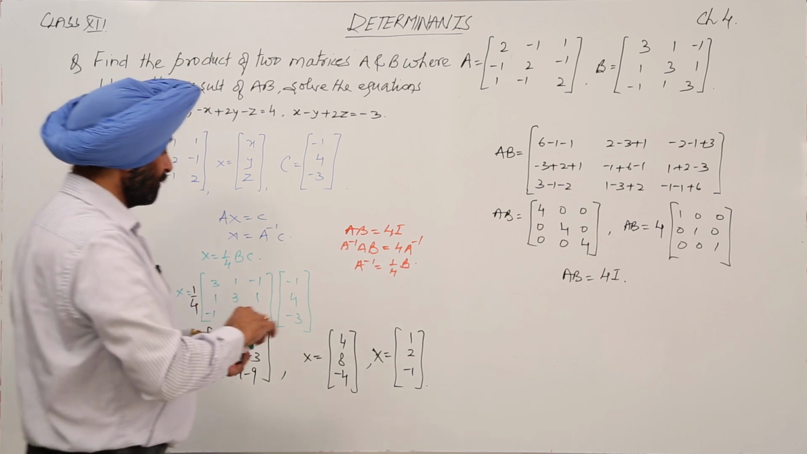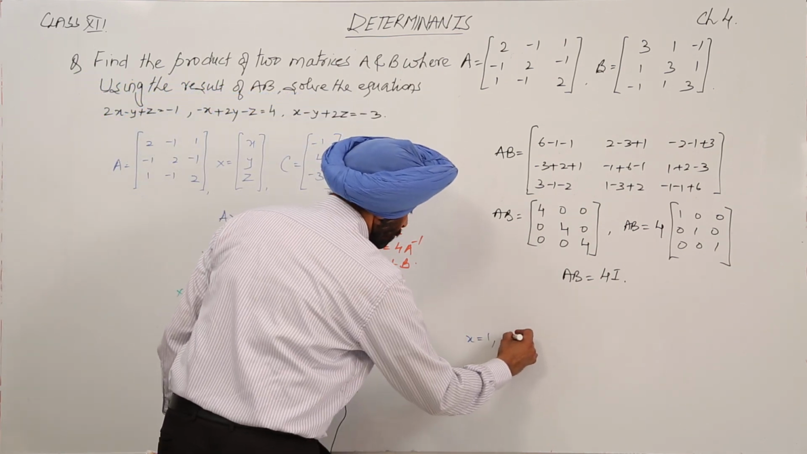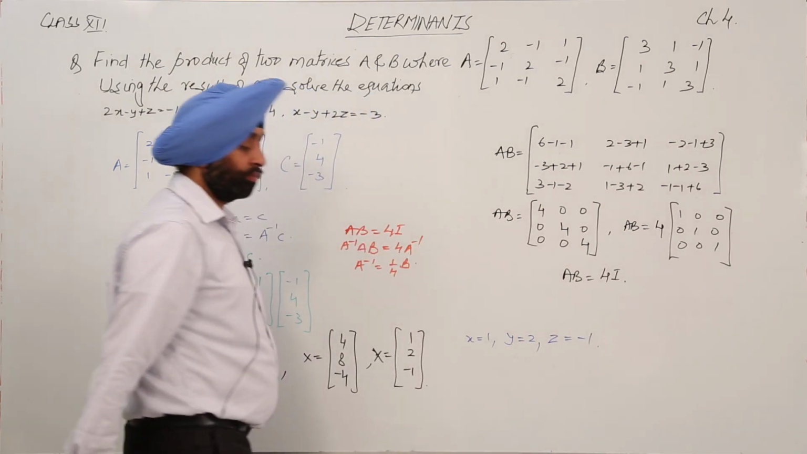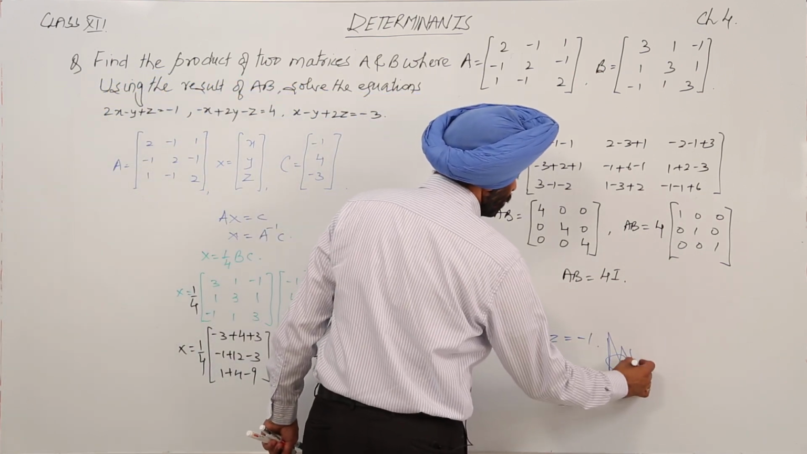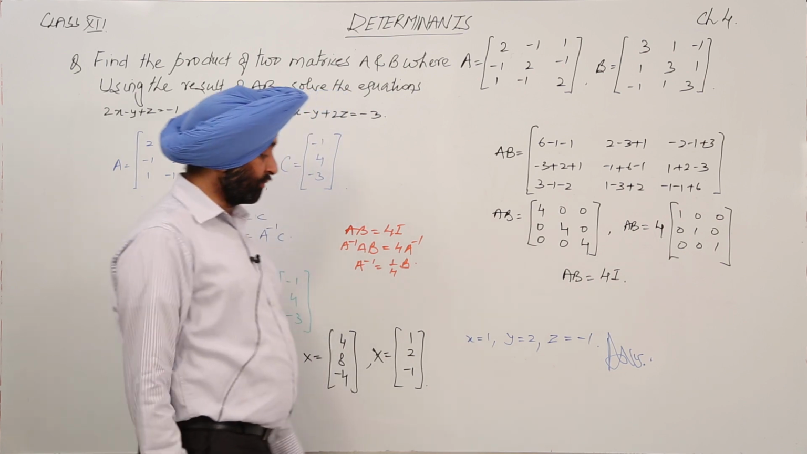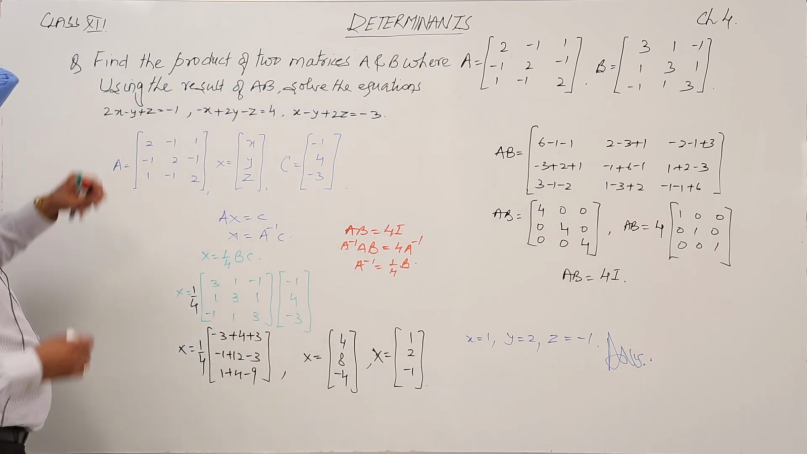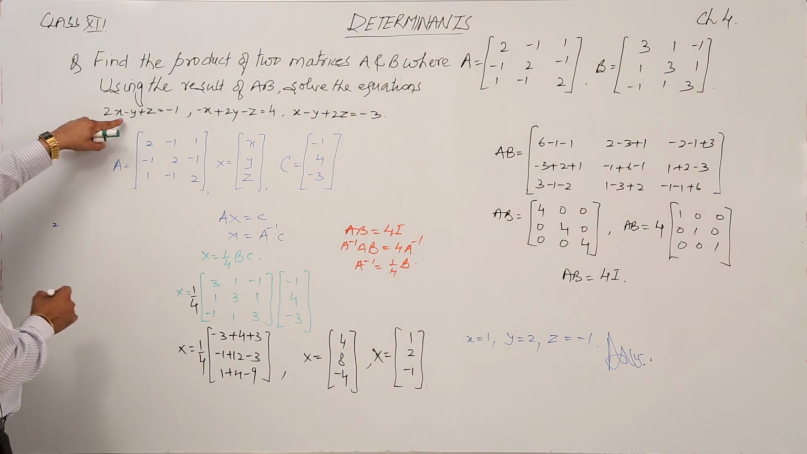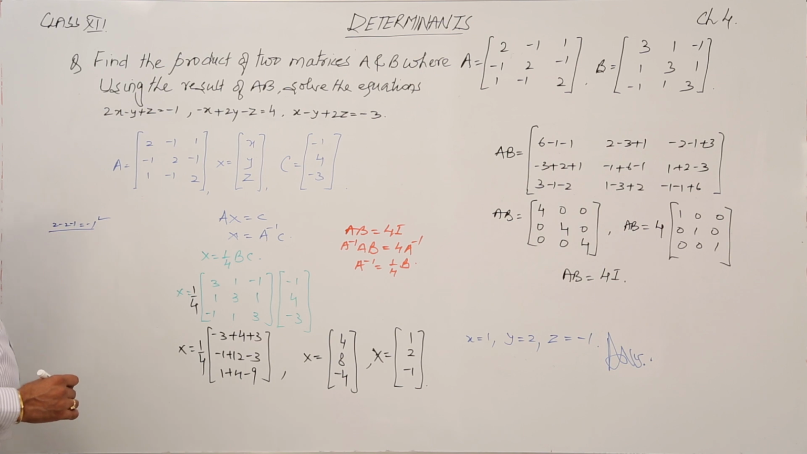Okay, so finally we are having x is equal to 1, y is equal to 2, and z is equal to minus 1. So these are the answers for the solution. Now let's verify it. Let's verify it with 1, 2 and minus 1. Putting 1 here, it is 2, minus 2, and z is minus 1, so this is minus 1. So it means the answers are okay.